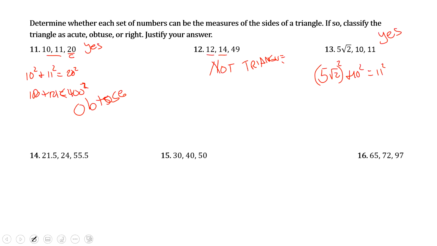5 square root of 2 squared is 5 squared times the square root of 2 squared. So 5 squared is 25, square root of 2 squared is 2. So 25 times 2 becomes 50. 10 squared is 100. 11 squared is 121. So I end up with, this is greater than, again, when c squared is less than a squared plus b squared, this is acute. That makes sense. I worked through the problem on my own there, quickly through the 5 square root of 2 squared. Hope everybody saw that.